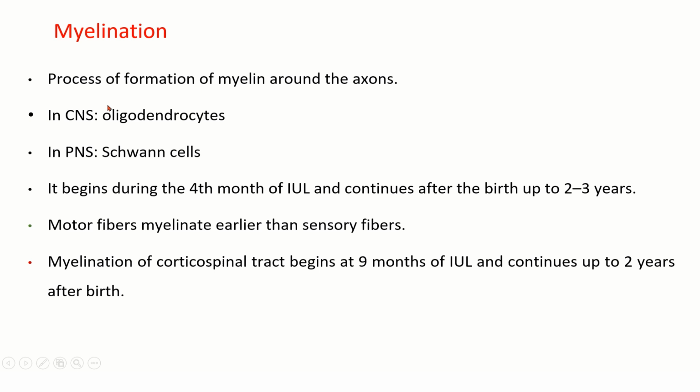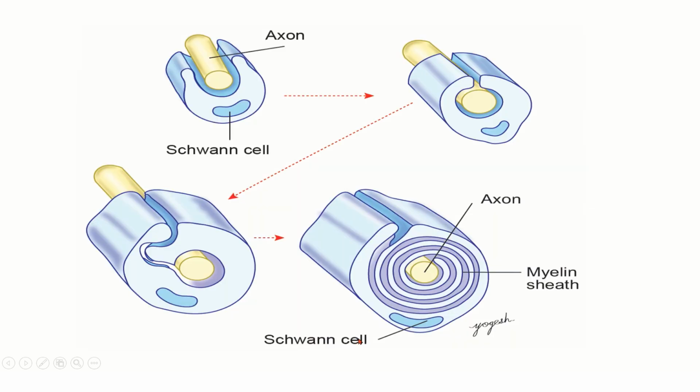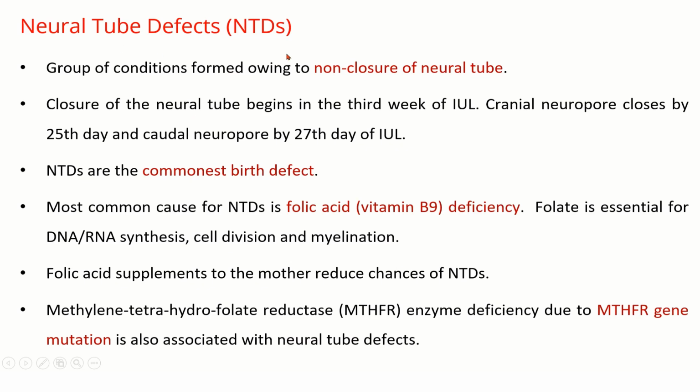Now, myelination. So the process of formation of myelin around the axons. In the CNS, it is by oligodendrocytes. In the PNS, it is by Schwann cells. It begins during the 4th month of intrauterine life and continues after birth up to 2 to 3 years. Motor fibers myelinate earlier than sensory fibers. Myelination of the corticospinal tract begins at the 9th month of intrauterine life and continues up to 2 years after birth. You can see here, this is the axon, this is the Schwann cell, which is forming the myelin sheath.